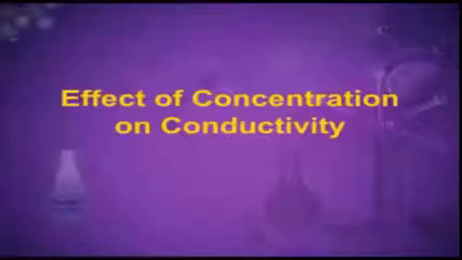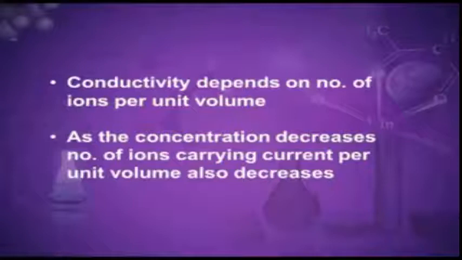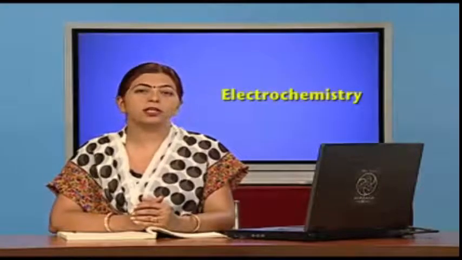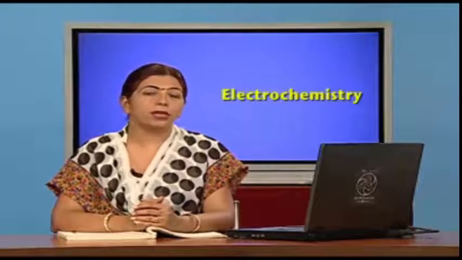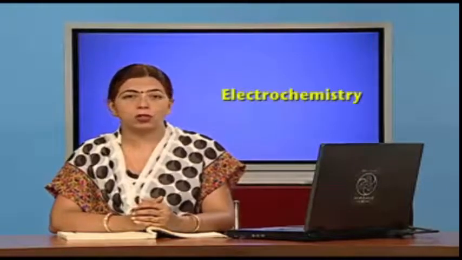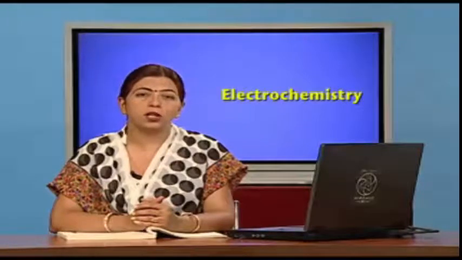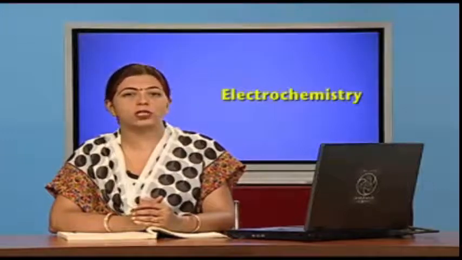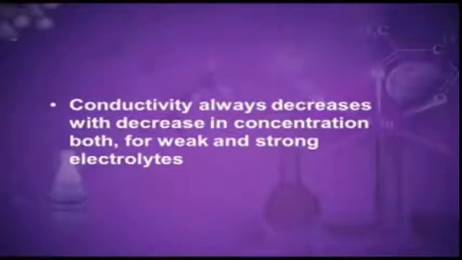First of all, effect of concentration on conductivity. As we know, it depends upon the number of ions in 1 centimeter cube of the solution. So when the solution is concentrated, the number of ions is more. But as soon as we dilute the solution by adding some more solvent, the number of ions in 1 centimeter cube of the solution decreases. And since the number of ions decreases, the conductivity also decreases. The behavior is the same for strong and weak electrolytes both.